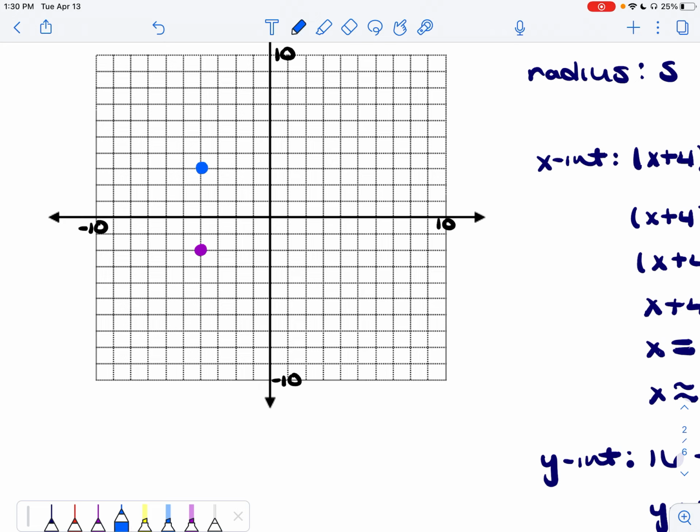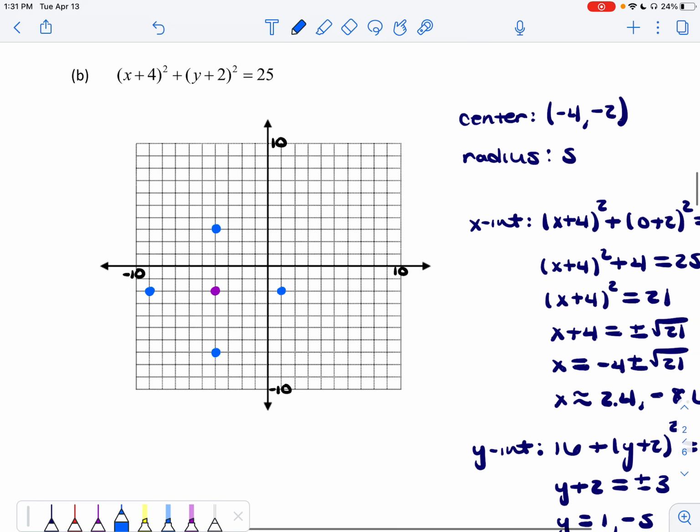Okay, and then again from our center, 5 units down, so 1, 2, 3, 4, 5 units down would give us a point at negative 4, negative 7. Okay, from the center, 5 units left, 1, 2, 3, 4, 5 would give us negative 9, negative 2. And then from the center, 1, 2, 3, 4, 5 to the right gives us 1, negative 2.